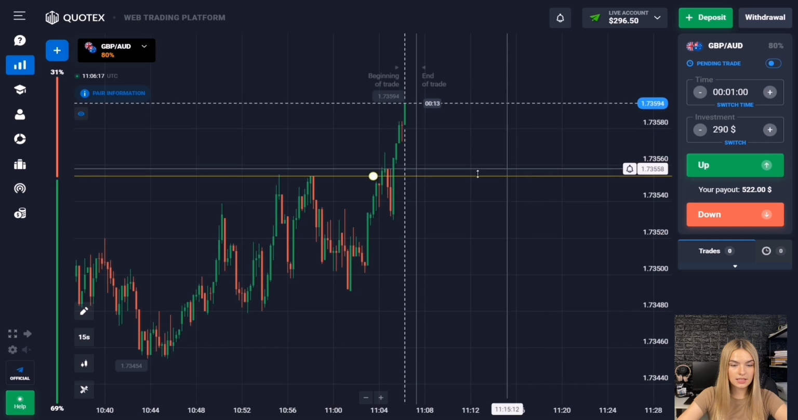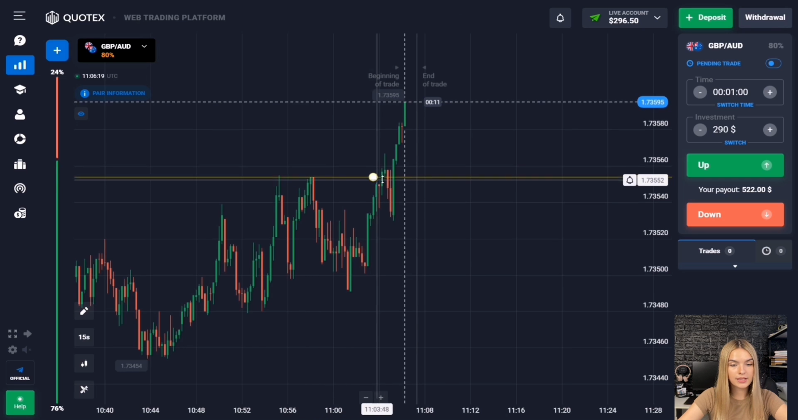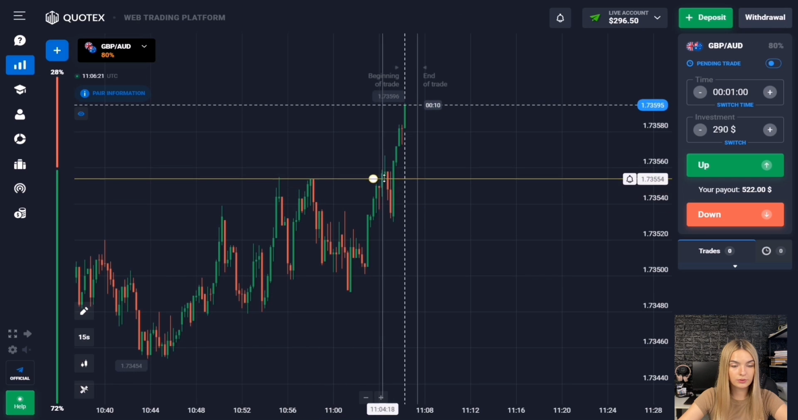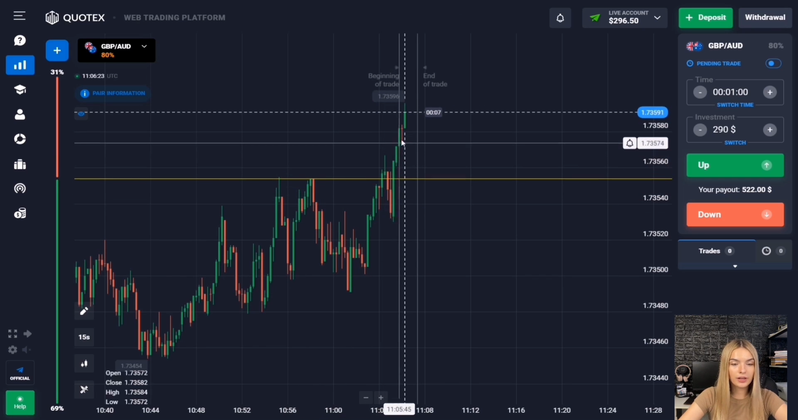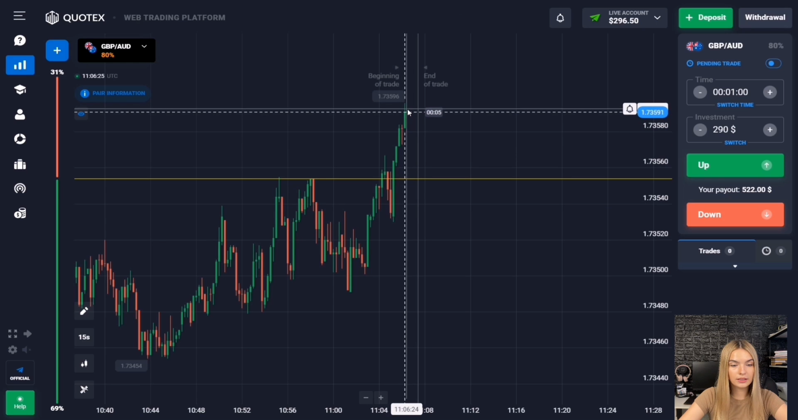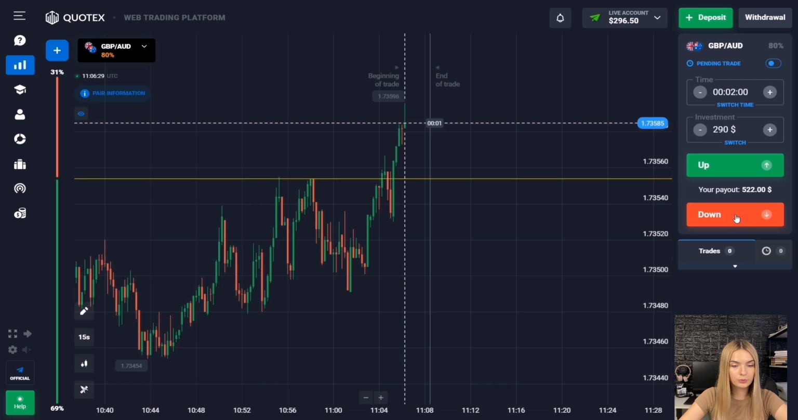We see the resistance level. We also see that at the moment the price has broken through this level, it has confidently gone up. And after breaking through, the price has slowed down a little and is starting to roll back down. Let's open a deal here for 2 minutes to decrease.